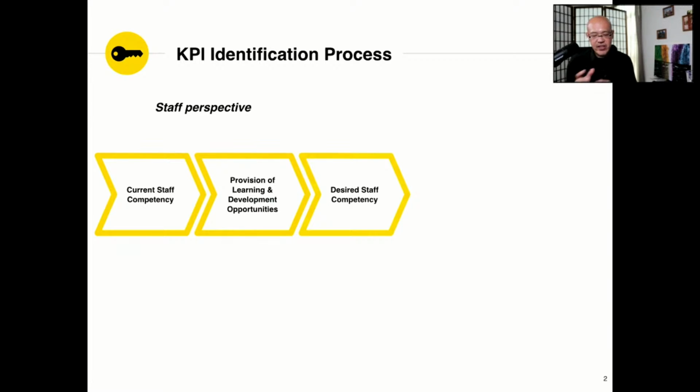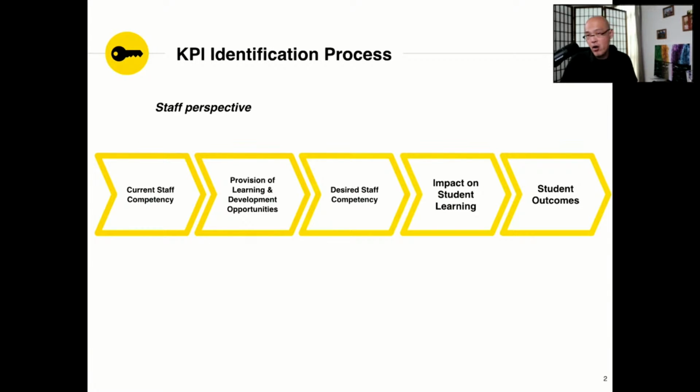Obviously, this staff competency is a result of what we have already ascertained, because we are looking at the staff goals as a derivative of the school goals. So first you identify where your staff is at. Then you think about the activities and opportunities you want to give your staff to help them develop the desired competency. Once they have it, you also want to look at the level of impact it has on student learning, and finally, how that makes an impact on student outcomes.